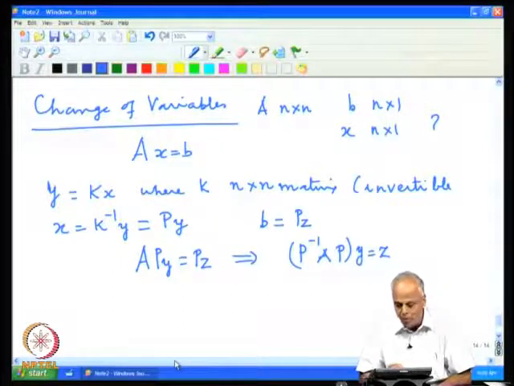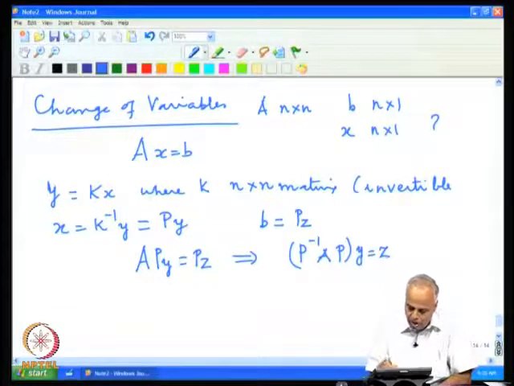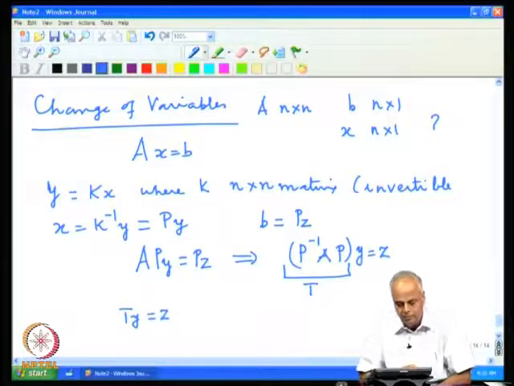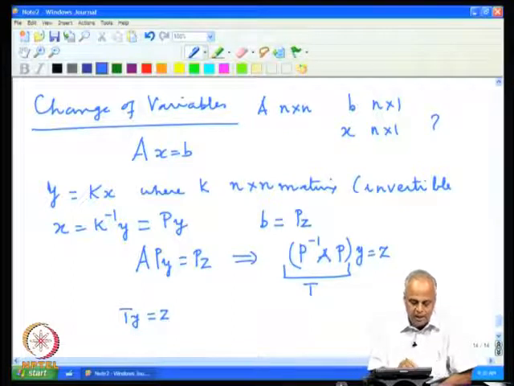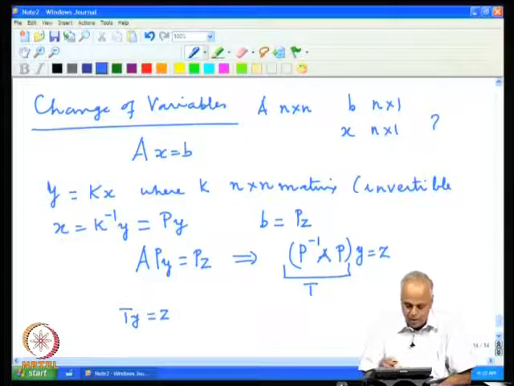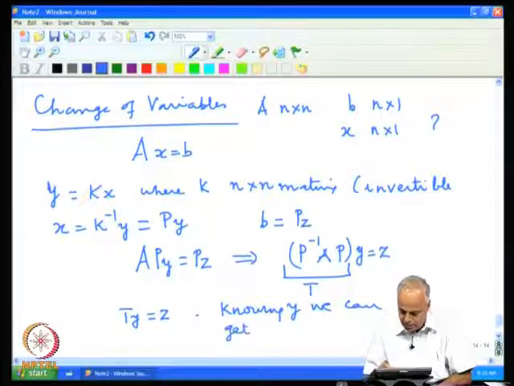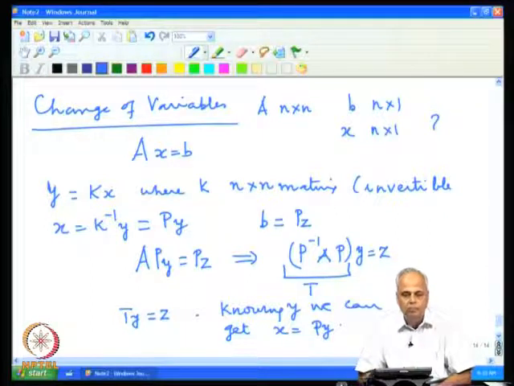Therefore, the equation for y becomes P inverse A P y equal to z. We will call P inverse A P as some T. So, that becomes T y equal to z. Now, if we know y, then we get x as x is equal to P y. So, the problem therefore is, can we solve y?